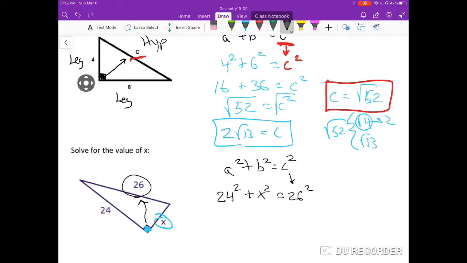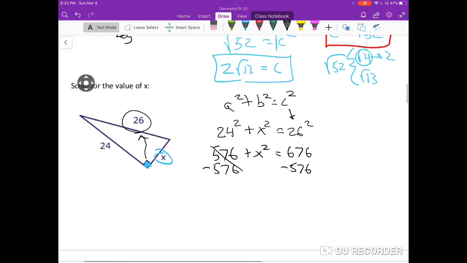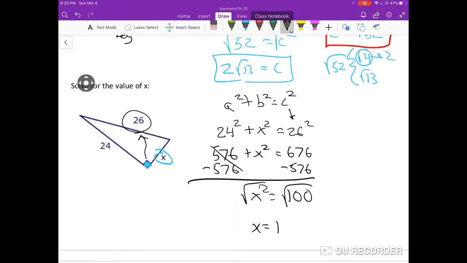All right, so now we're going to do our algebra to clean us up here. We're going to do 24 times 24, it's 576. Please use your calculator for this. And 26 squared is 676. All right, what we're going to do from here is subtract 576 from both sides. We're okay. All right, so we're going to subtract, x squared equals 676 minus 576. We get 100. We get the square root of 100. X equals 10.